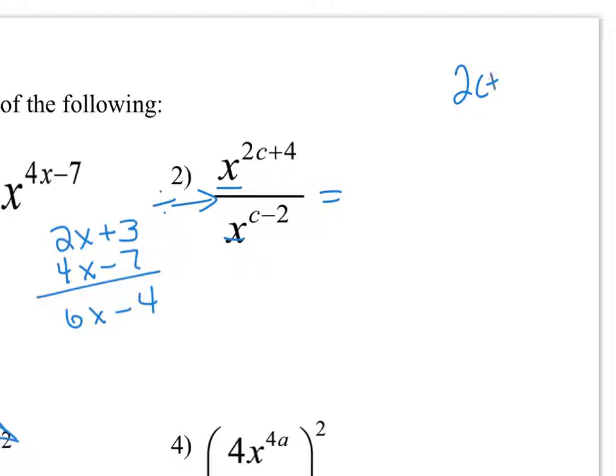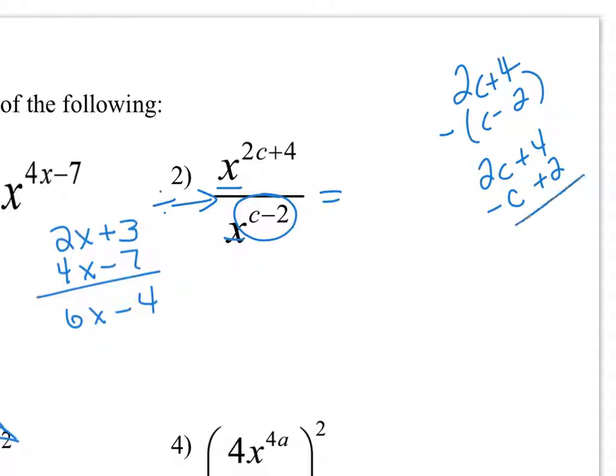So it's 2c plus 4, and I'm subtracting this, so minus c minus 2. So remember, when we subtract 2c plus 4, this is how I do it. Change your sign, distribute that negative through, keep change, whatever, however you want to think about it, that's the way it is. So it's c plus 6, or 6 plus c, sorry. I don't know why I wrote it like that. Okay.